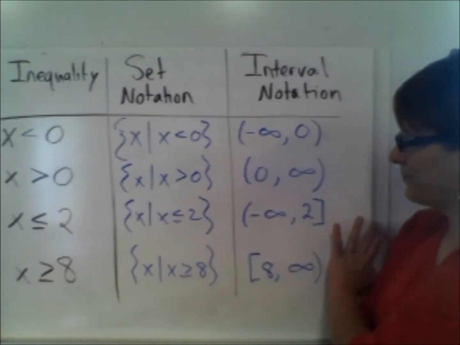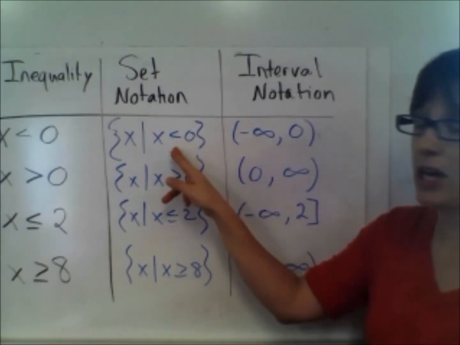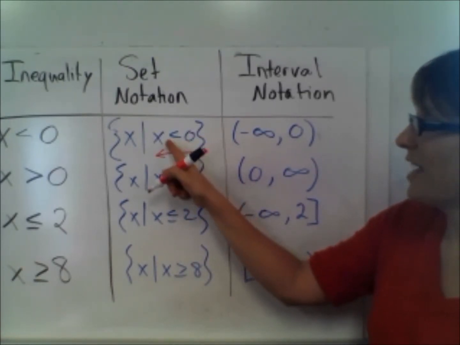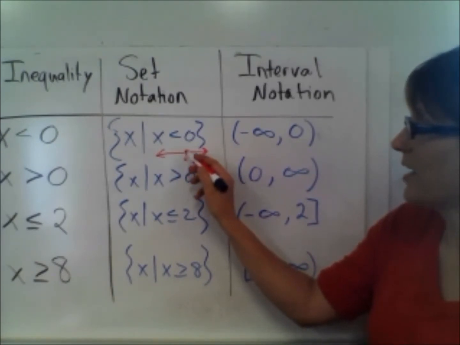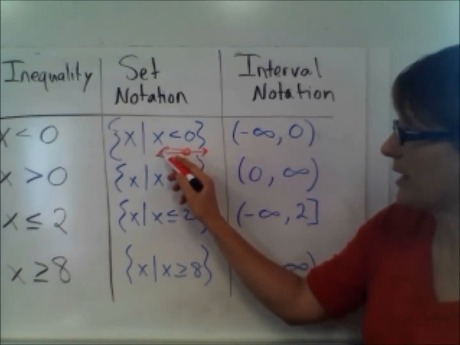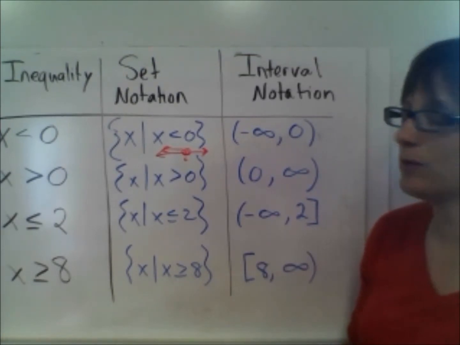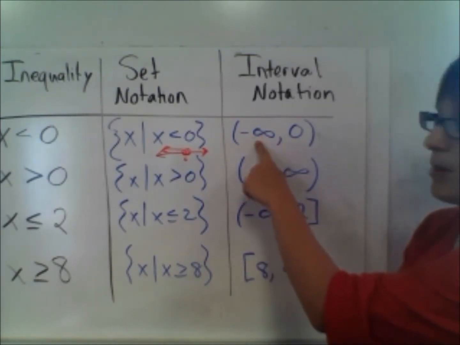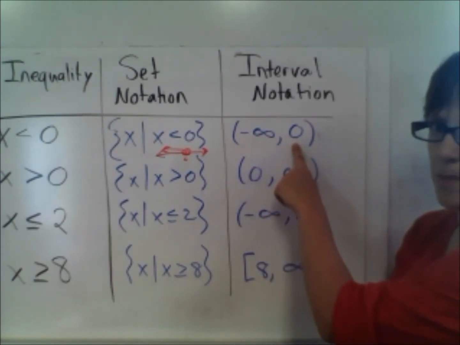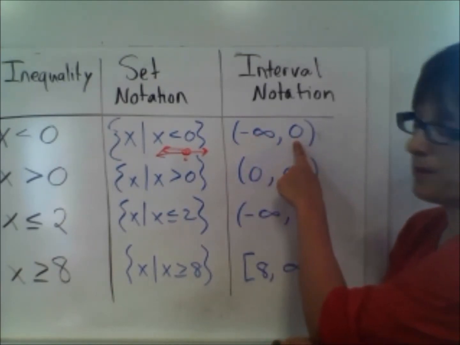Interval notation is a little different. Interval notation refers to kind of what this would look like on a number line. On a number line, if x is less than 0, you would have had an open circle on 0 and an arrow going this way. So interval notation says what's the smallest possible value? In this case, the smallest possible value is negative infinity, and the biggest possible value is 0. So that's what interval notation is, the smallest possible value and the biggest possible value.